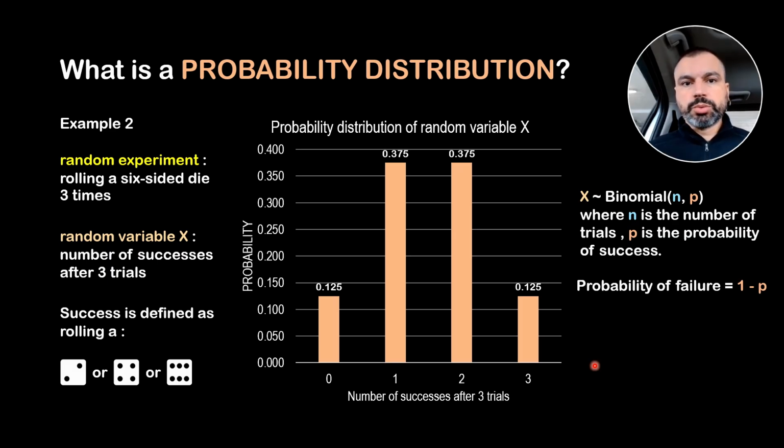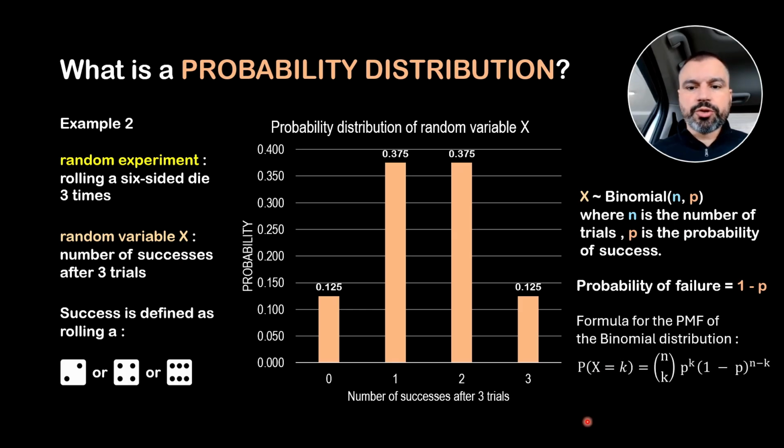For the Bernoulli, we only have 1 trial, and the binomial is in fact a series of n independent Bernoulli experiments. Any experiment that results in either success or failure is a Bernoulli experiment, and the binomial is a series of n independent Bernoulli experiments. That's why they are closely related. We often hear that the Bernoulli is a special case of the binomial distribution where n equals 1.